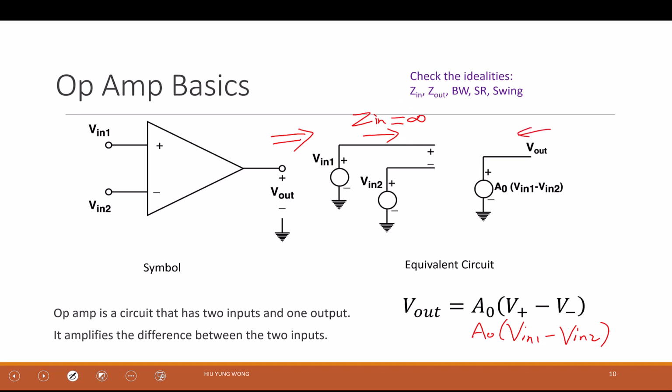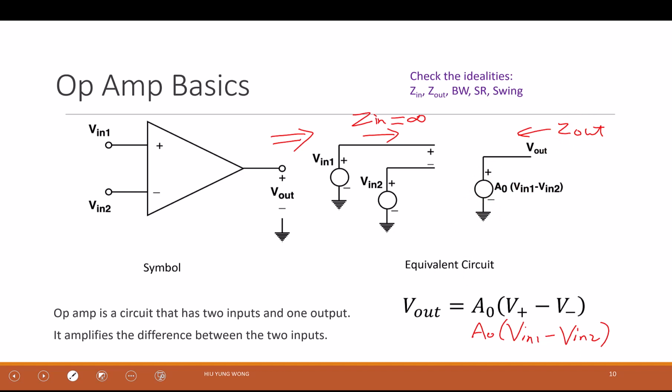It matches what we want. How about the output impedance? Again, very good, just a wire. Some of you may be confused. How about this voltage source? We will discuss it later, but just trust me, when you measure the output impedance, you need to ground, by definition, the input. So this is going to be 0, just a wire, okay?